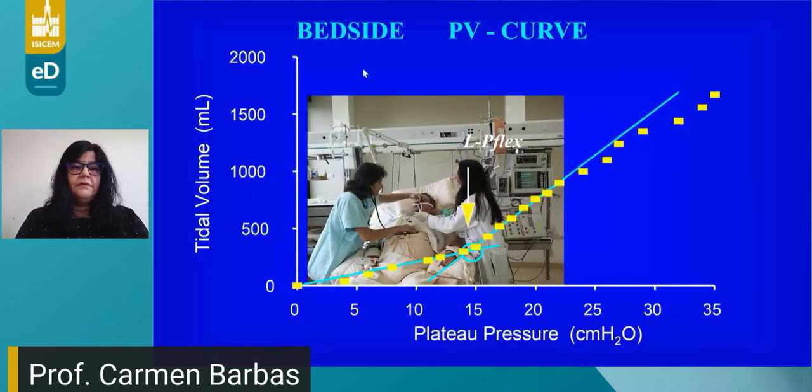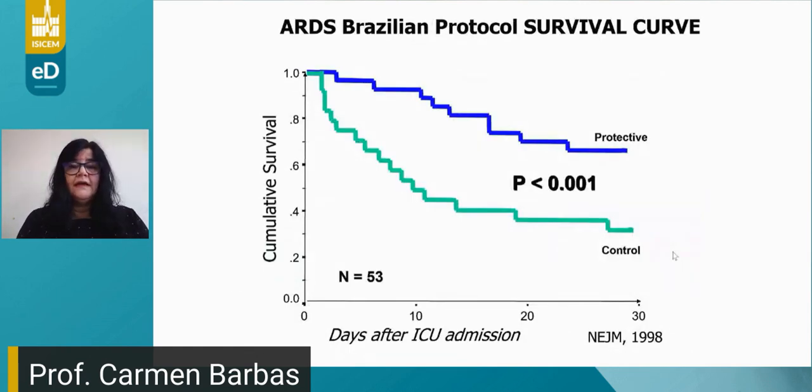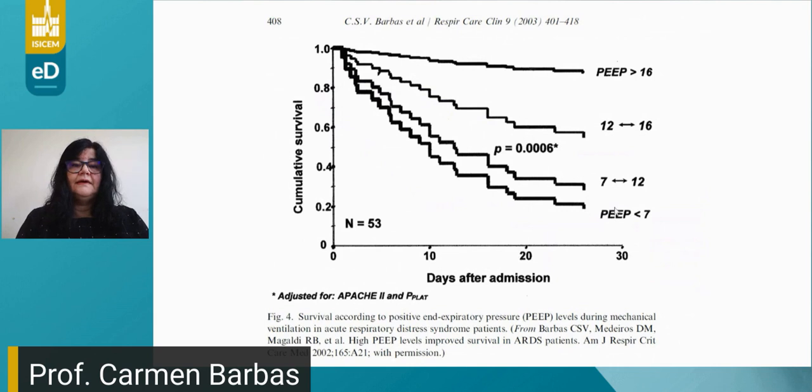We can do it with the PV curve, titrating the PEEP after the inflection point and ventilating in this best compliance part of the curve. We showed that it impacts mechanical ventilation in this ARDS trial in 1998. Our group showed that titrating PEEP and ventilating with low tidal volume can improve oxygenation, compliance and lower mortality. And in this paper, we showed that independent of tidal volume, you can improve the mortality with high PEEP levels.